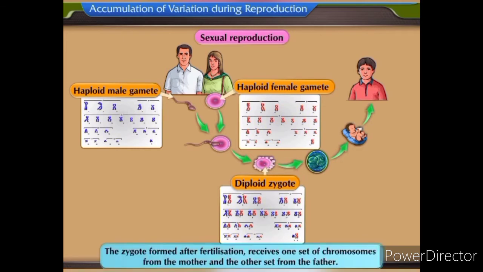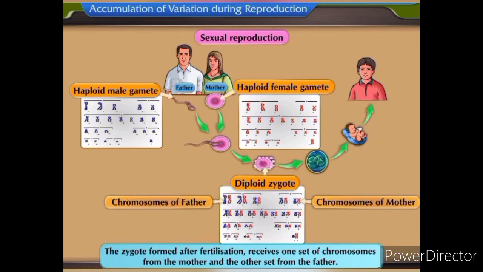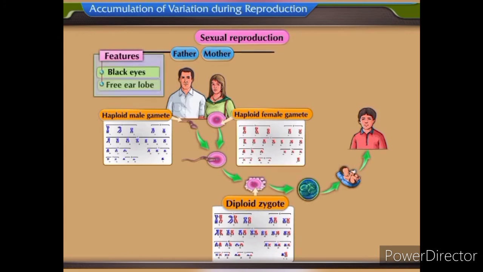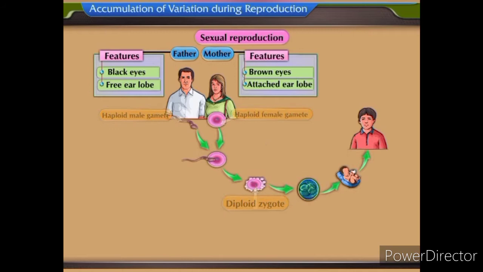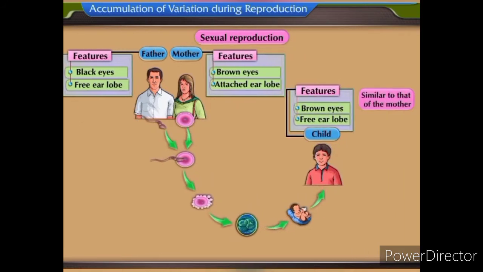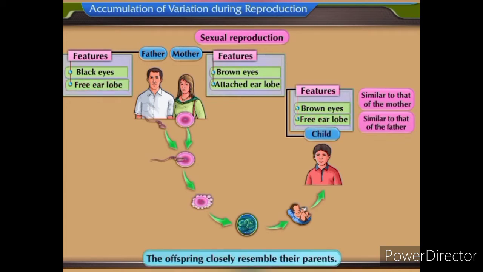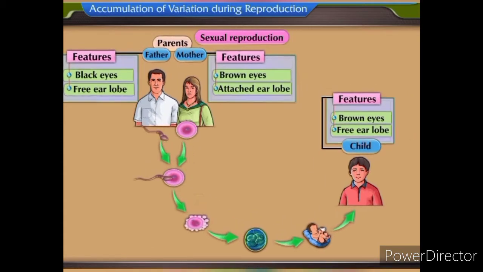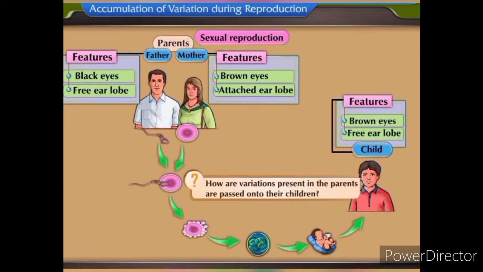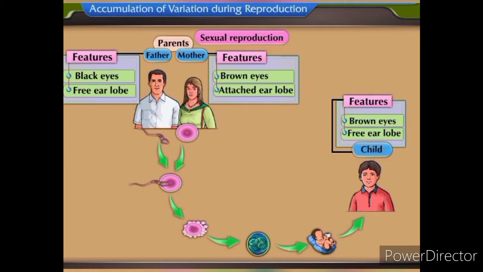The zygote formed after fertilization receives 1 set of chromosomes from the mother and the other set from the father. Thus, there is a recombination of genetic material which ultimately results in variation. A child has certain features similar to that of the mother and certain features similar to that of the father. The offspring thus closely resemble their parents. Do you know how variations present in the parents are passed on to their children? Let us explore this further.